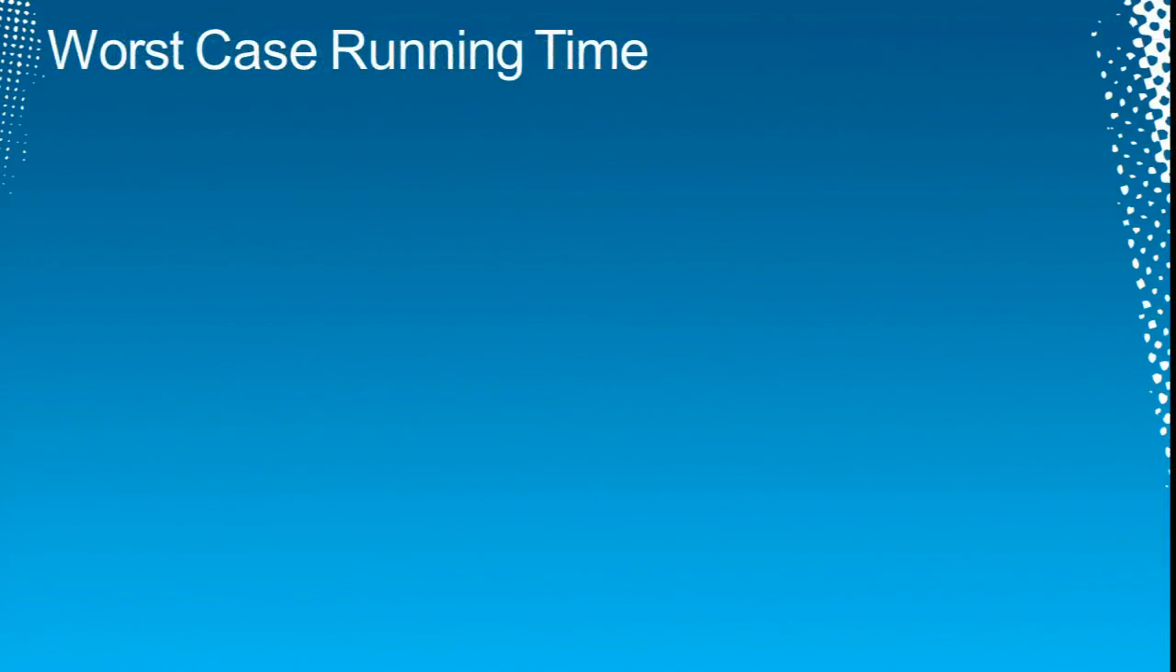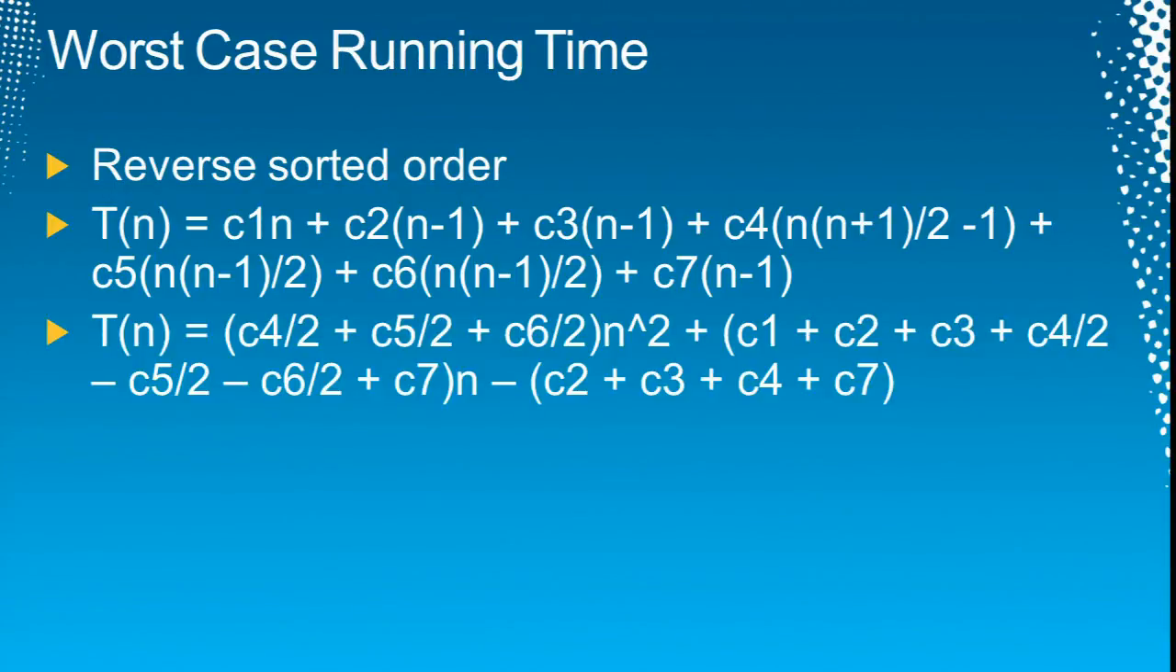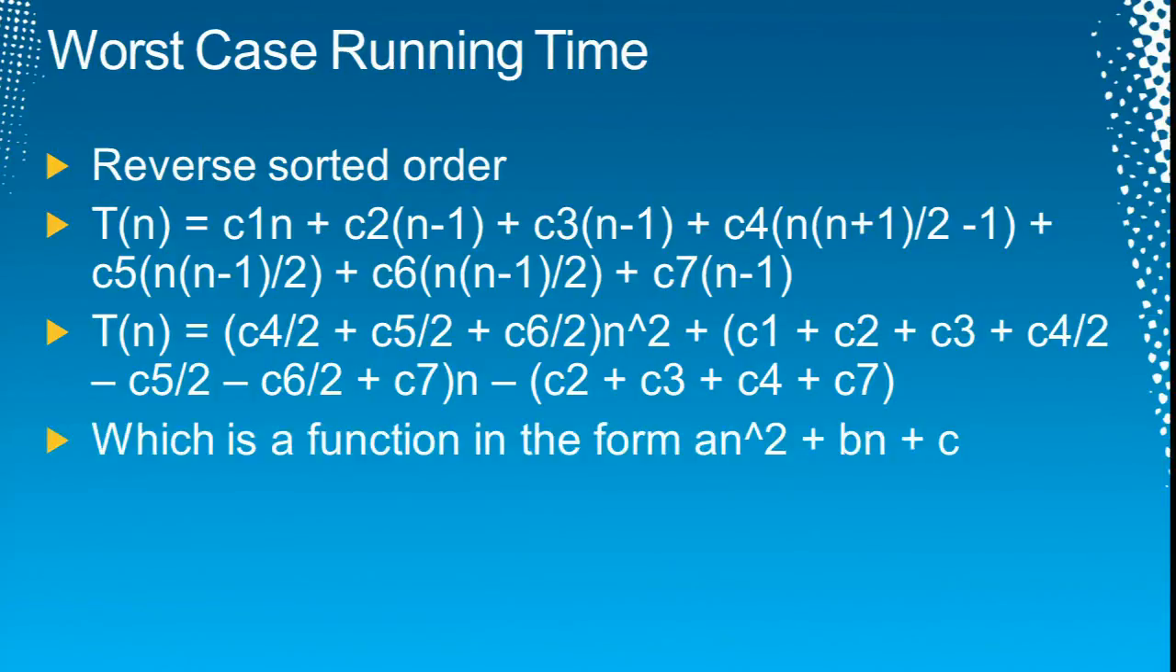Worst case running time. Anybody here tell me what the worst case running time for this algorithm is? Reverse sort, absolutely. When it is in reverse sorted order, because we have more work to do. And if we have more work to do, then now the time taken to run n looks like this, because we've got more work to do. Using algebraic substitution, we can move everything around so it looks like this, and it's a function in the form an squared plus bn plus c.